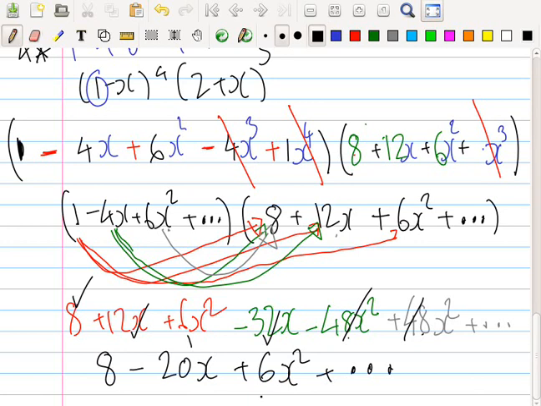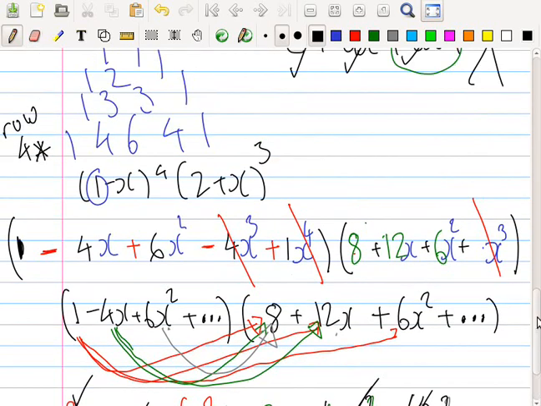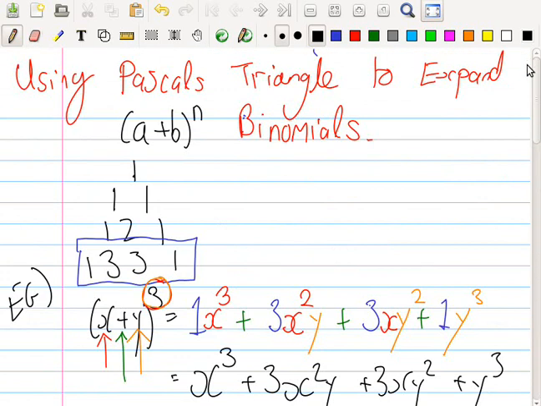I have a question. Yes? Why did we cancel 48? Oh, these two. Because this is minus 48x squared and then this is plus 48x squared. So add them together, they're gone. You get this question in the exam sometimes. In fact, any of my three examples could be in the exam.